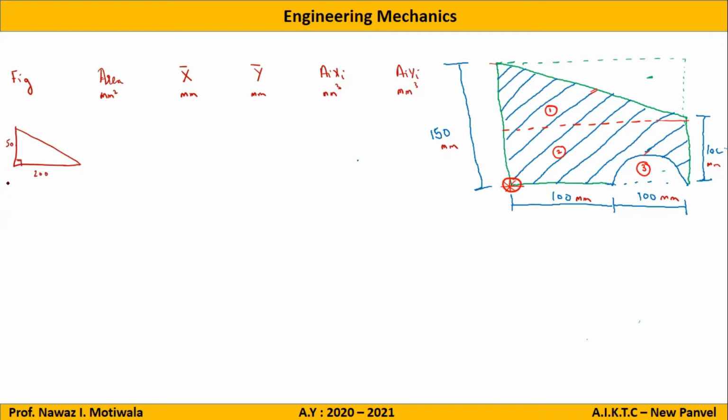Now we know that the centroid of the triangle lies somewhere here at a distance of how much? 200 by 3. Yes, it is b by 3 and h by 3. So it will be 200 by 3. In this part, we know that the height is h by 3. Okay, h by 3 मतलब कितना हो जाएगा? 50 by 3. Any doubts here?